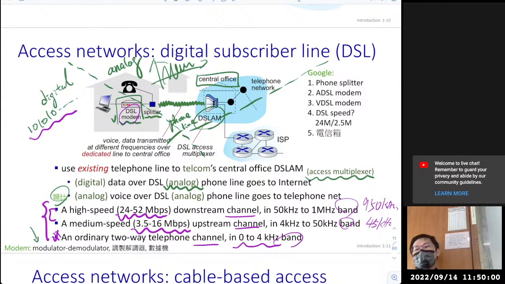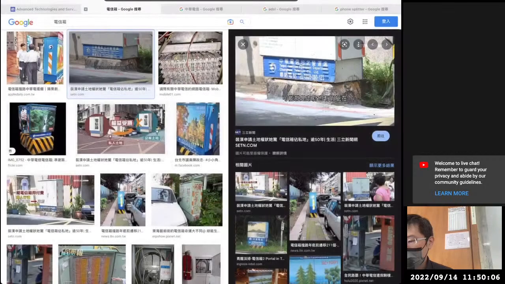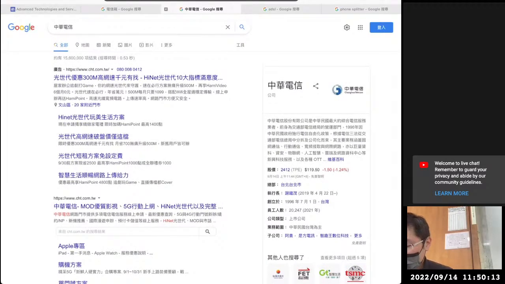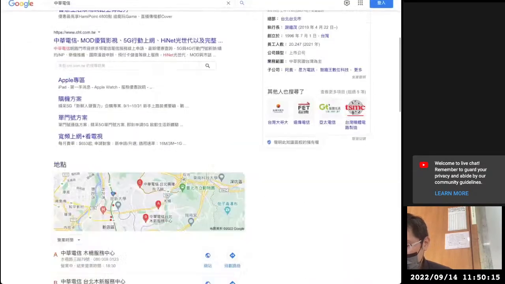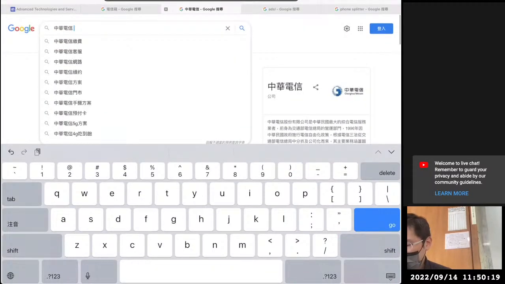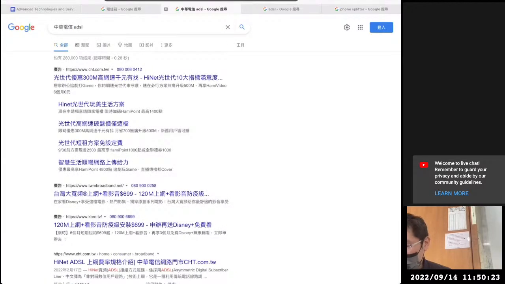Okay, 这样听得懂吗？哈。So let's take a look at the HiNet website. That is the major ISP in Taiwan, right? So let's take a look at the ADSL service provided by HiNet. Okay, we can see that this one.